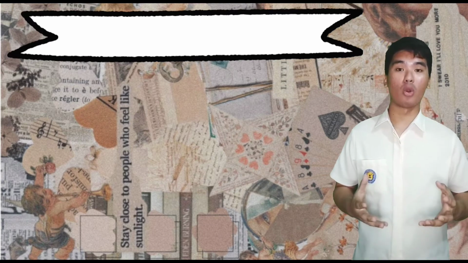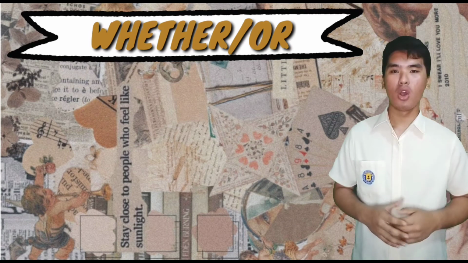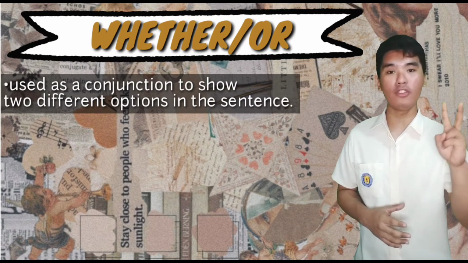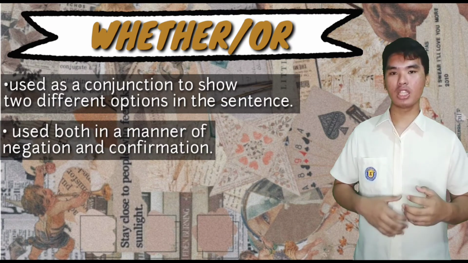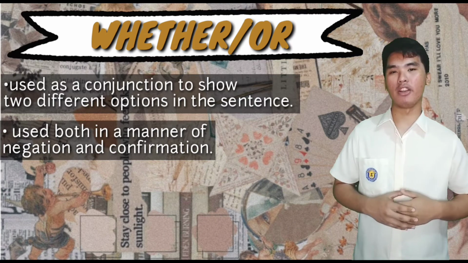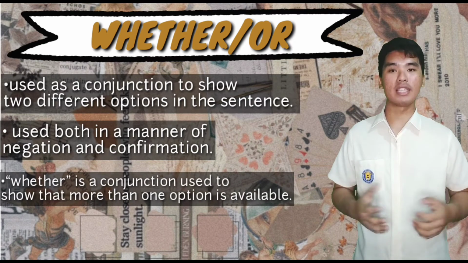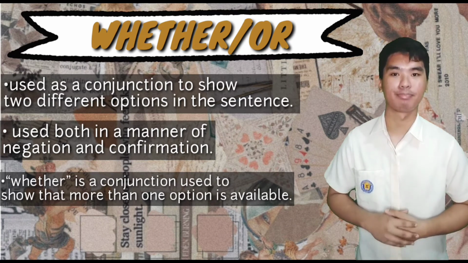Now let us come to our last pair, which is the whether or correlative conjunction. Whether or is used as a conjunction to show two different options in the sentence. The conjunction can be used both in a manner of negation and confirmation. The word whether is a conjunction used to show that more than one option is available.